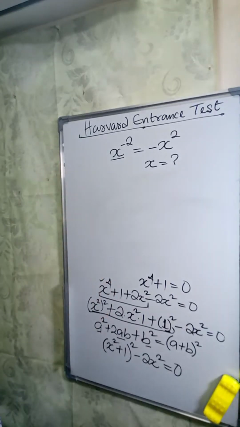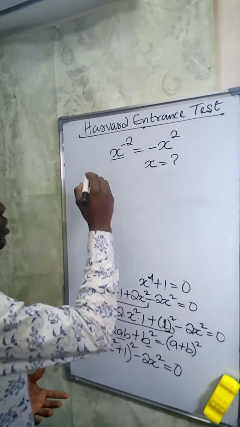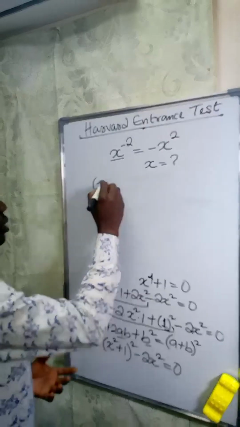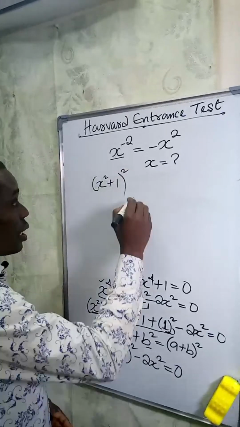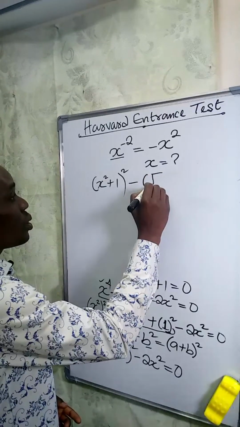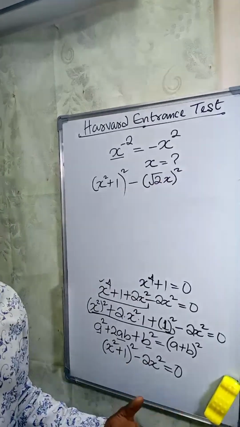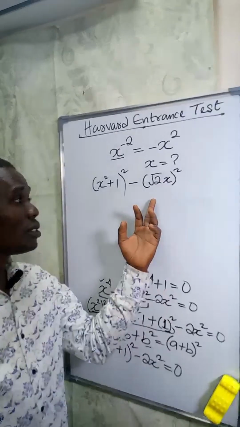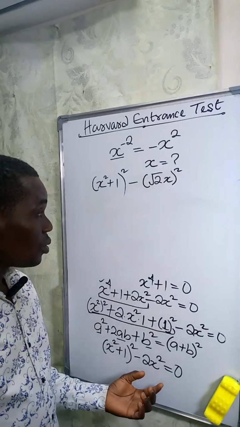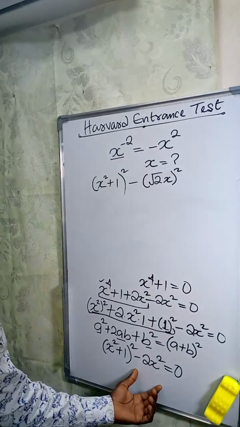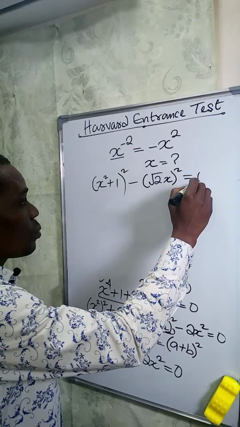I will simply have this become (x squared plus 1) all squared, and this would be negative (square root of 2x) all squared. Now I haven't changed anything, because the square cancels out the square root, and I'll still be left with negative 2x. So that expression will still be equal to 0.